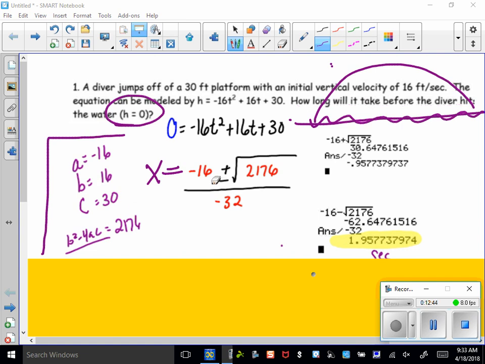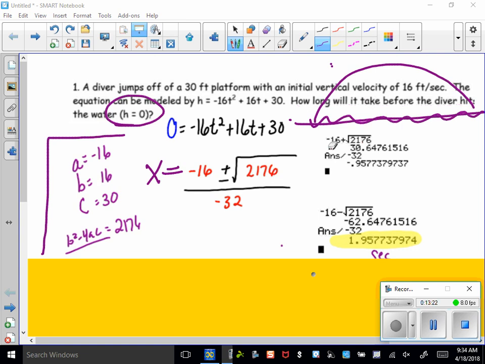Once you have that, we're going to use the quadratic formula. So we're going to say x equals the opposite of b. The opposite of the b term is negative 16, plus or minus the square root of 2,176, divided by 2a, which comes out to be negative 32. Now this is a nice way you can put it all into the calculator at one time, right over here. You still have to write it down. It doesn't substitute for your work, but you can type it in instead of actually finding the square root of 2,176. You can type it all in at the same time.